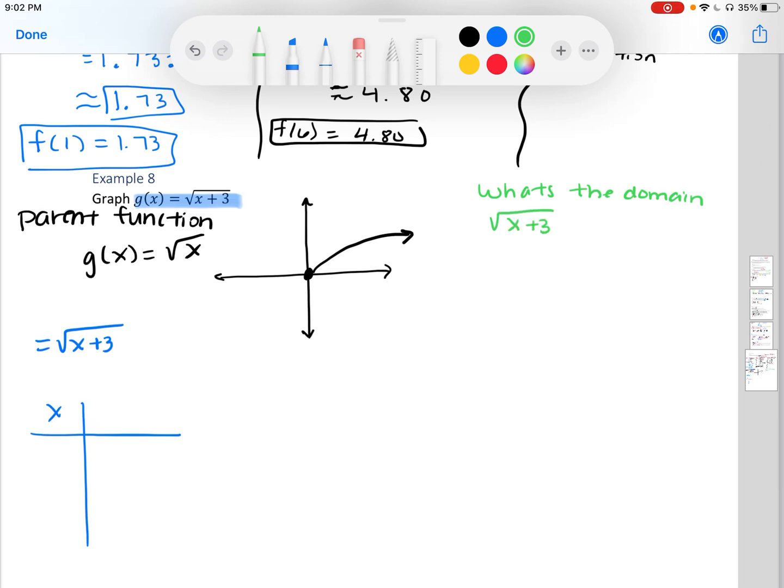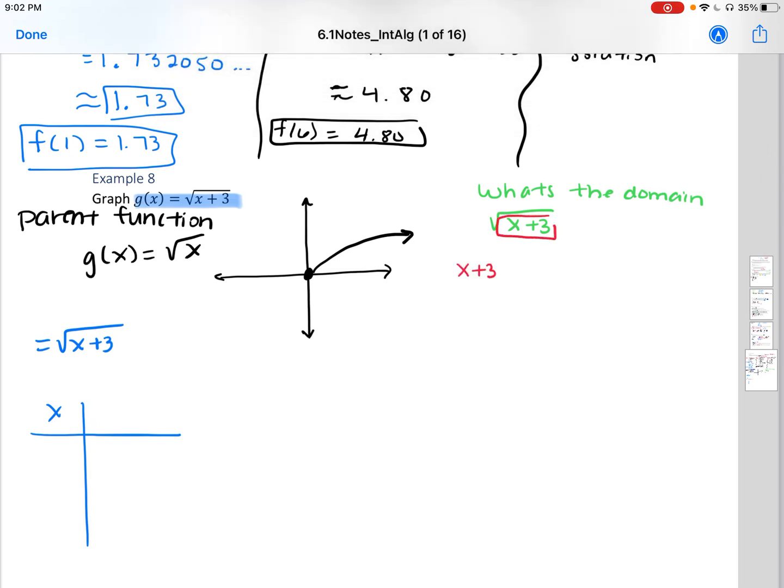To find your domain, you're going to set your inside, x plus 3, greater than or equal to 0. Why greater than or equal to 0? Because you want the inside to be positive, and equal to 0 because 0 is okay. Keep in mind that the square root of 0 is 0, because 0 squared gives us 0. 0 times 0 is 0. 0 is okay. All right, let's work it out.